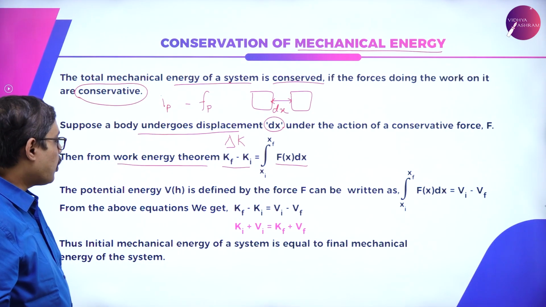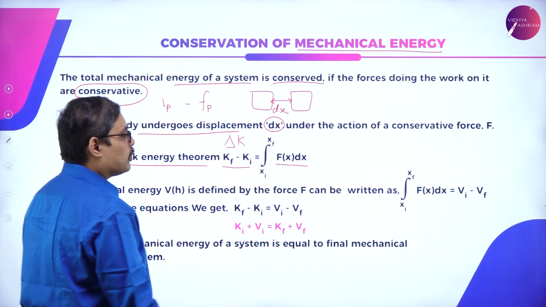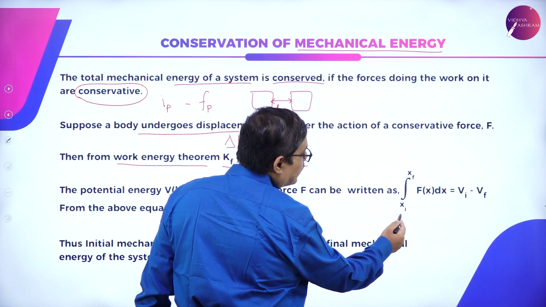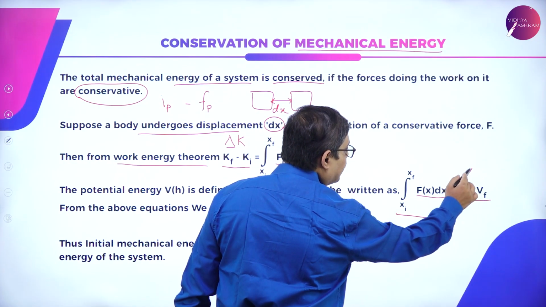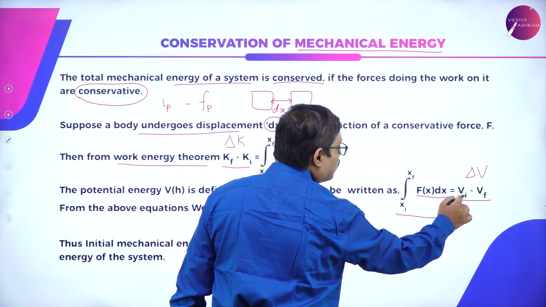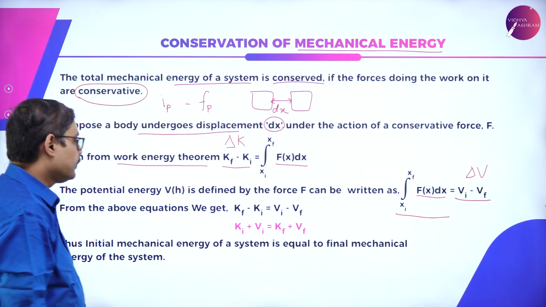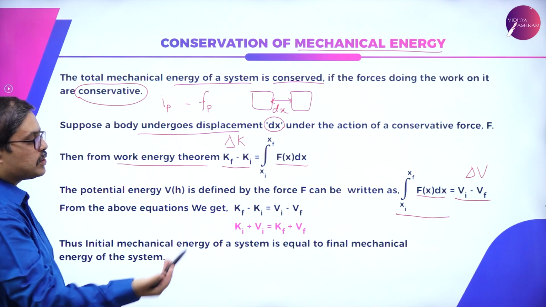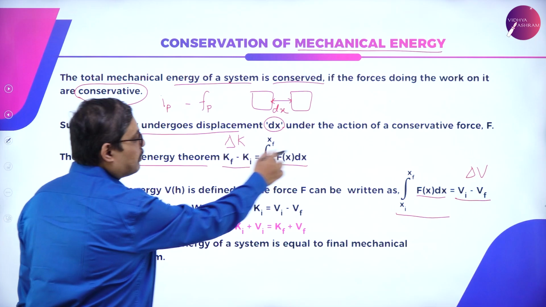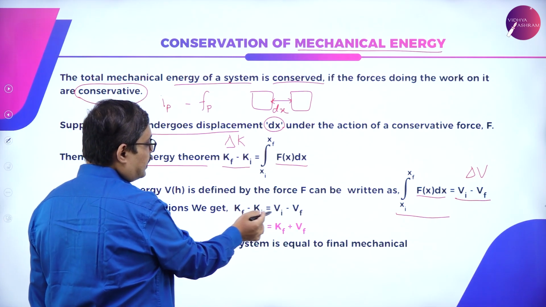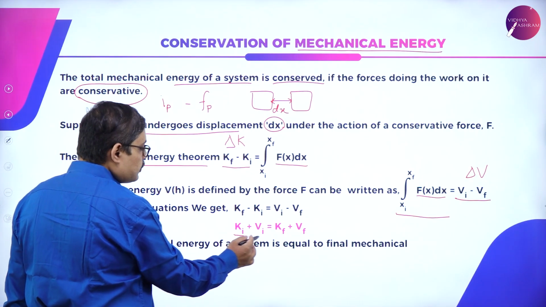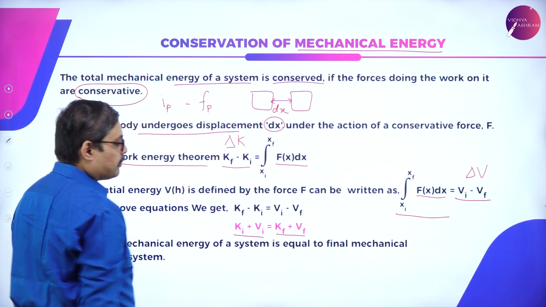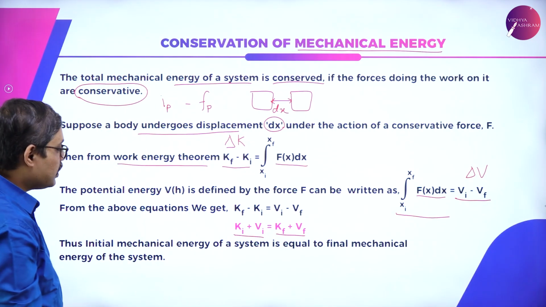Okay. The potential energy is defined by the force and it can be written as the integral from xi to xf of f of x dx for the difference in potential energy, delta V, Vi minus Vf. So from these equations, what can I infer? I can equate both, saying that Kf minus Ki equals Vi minus Vf, or Ki plus Vi equals Kf plus Vf. What can you understand from that equation?